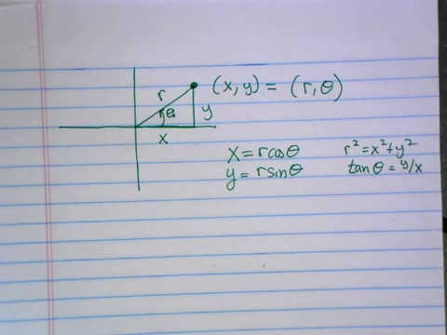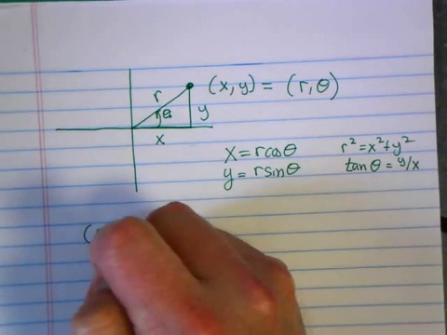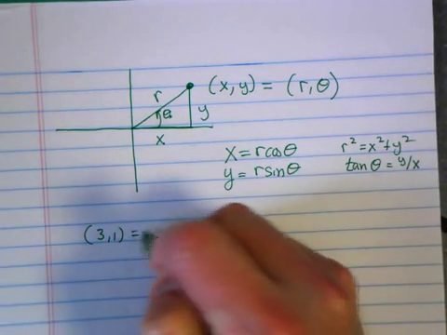All right, so give me a point. What's that? Rectangular or polar? Oh, I don't care. Give me a point in polar or rectangular. You get to pick a point. 3, 1. Is that polar or is that rectangular? That's rectangular.